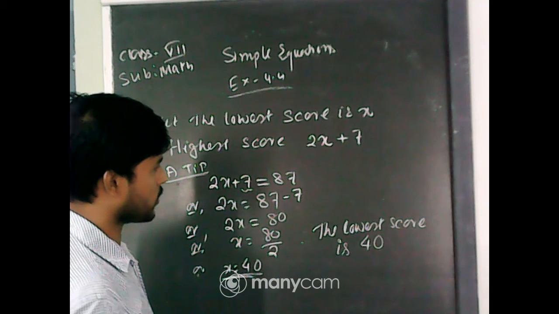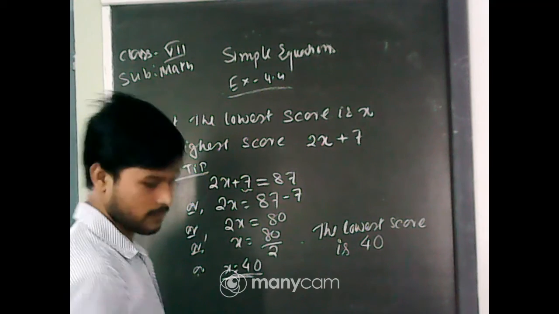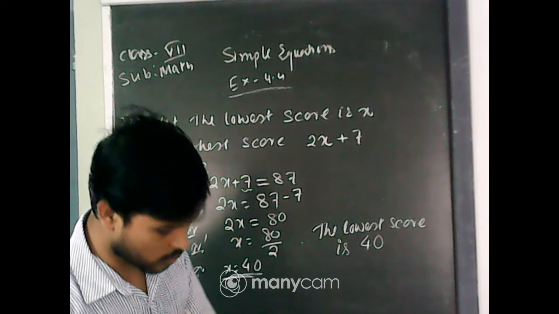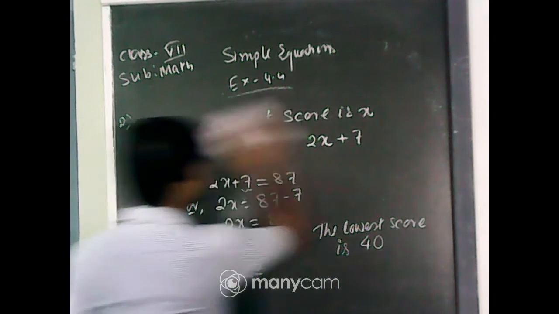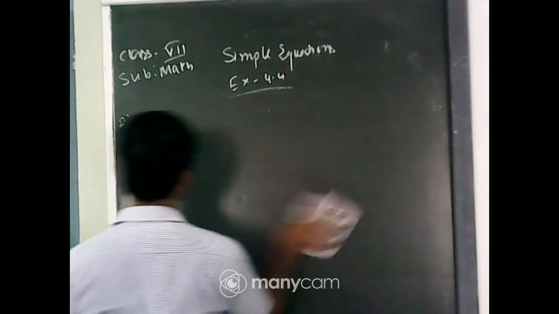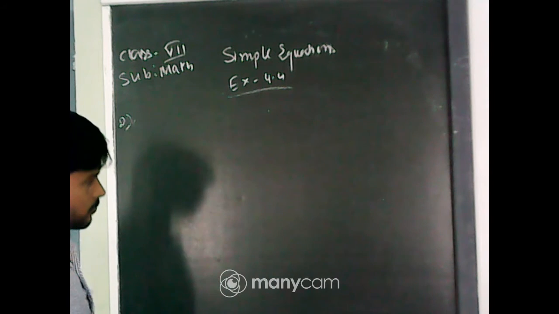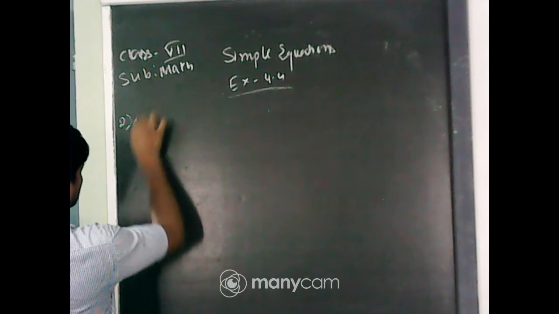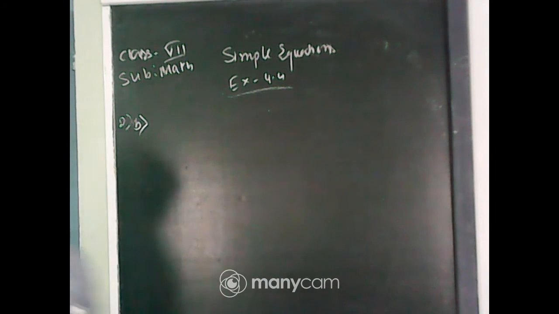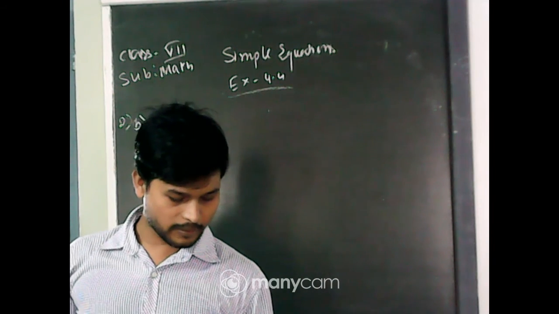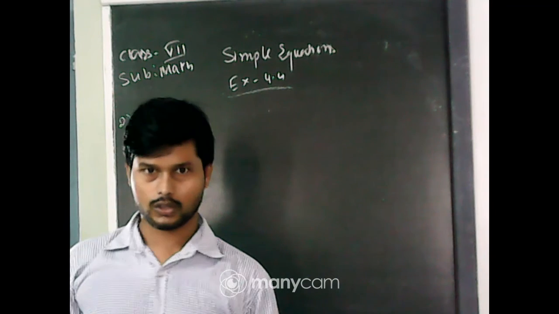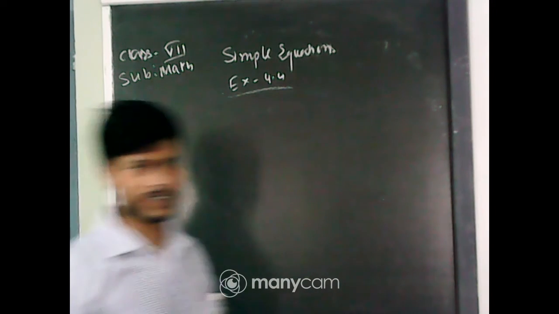Okay, a lot of students are saying yes sir, yes sir. Then we can go to the next question. You just have a look at question number 2B. Look, question number 2B says that in an isosceles triangle, the base angles are equal.